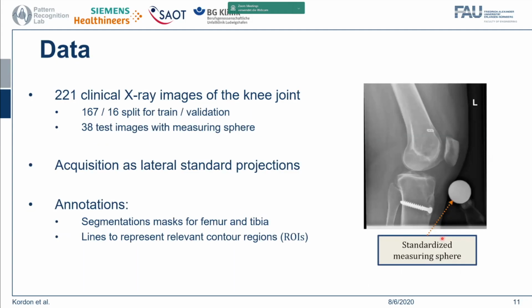So the data we wanted to evaluate this approach on, we used 221 clinical X-ray images of the knee joint, and 38 of these images were also acquired with a standardized measuring field, so that we were able to also provide the measures in millimeter units. The images were acquired as true lateral standard projections, and annotations were provided for the segmentations and also for the lines which then represent the relevant contour regions.